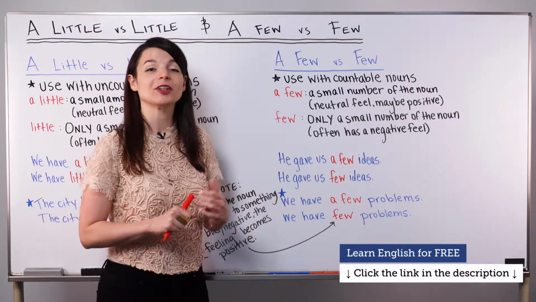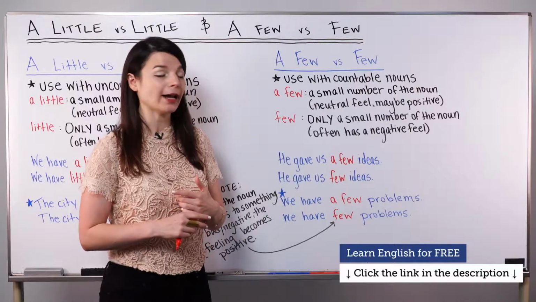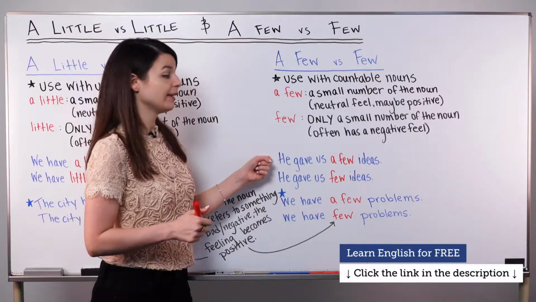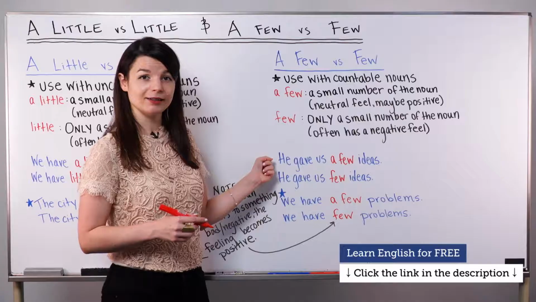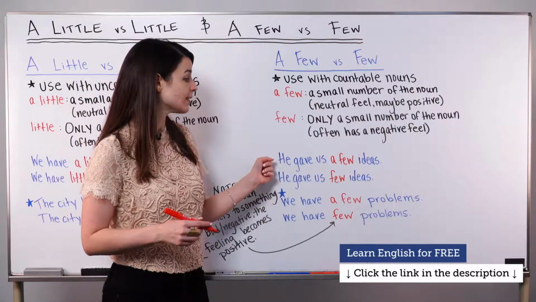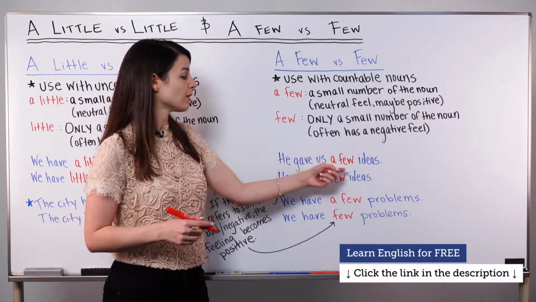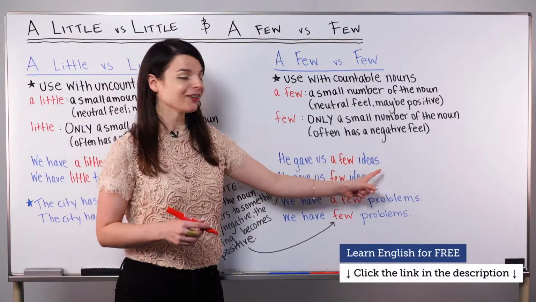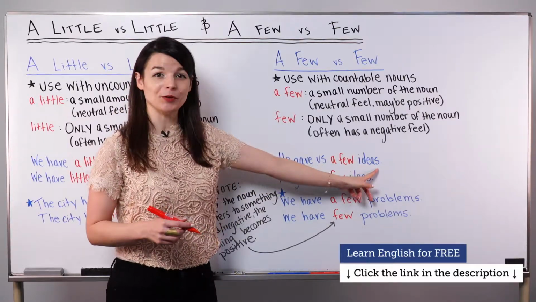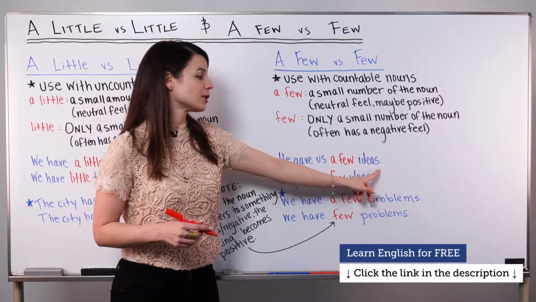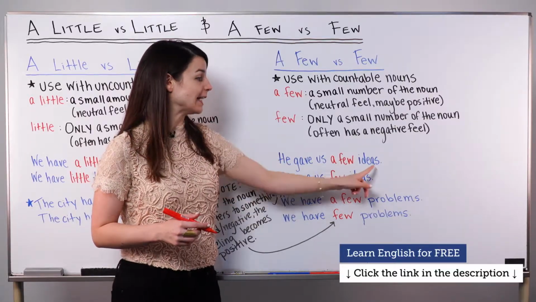So let's take a look at an example that uses few and a few. First, he gave us a few ideas. He gave us a few ideas. So you'll notice, yes, a few with the article here. And don't forget your S. So this is a countable noun, idea. We need to use the plural form, a few ideas.